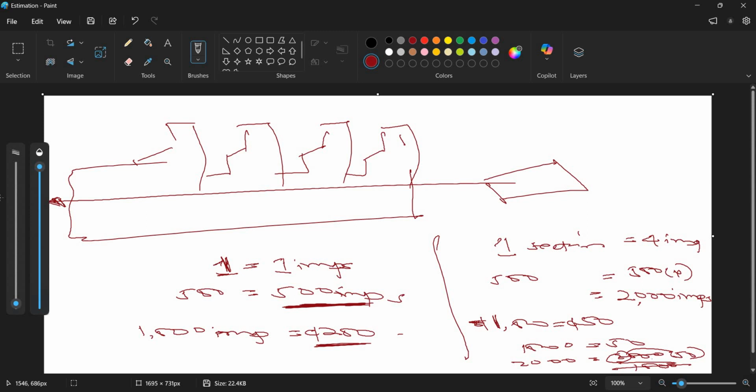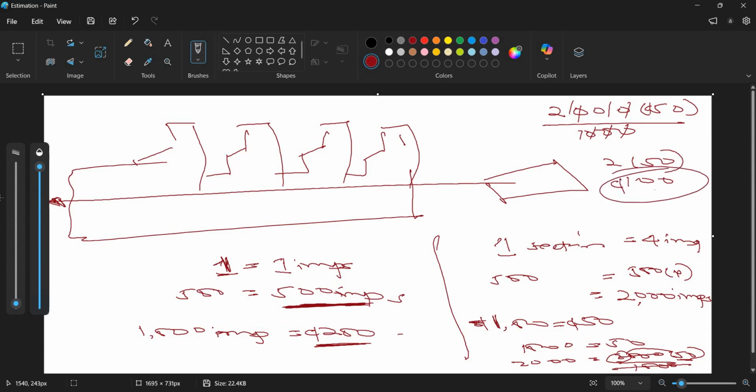So let me rewrite everything here. 2000 times the 50 Ghana cedis all over 1000 impressions. Then we have 2 times 50, so 5 to 10. That means here you are paying 100 cedis for that. Are we okay? So that's everything.